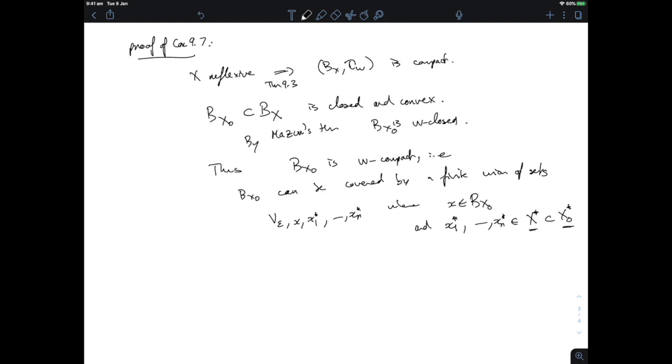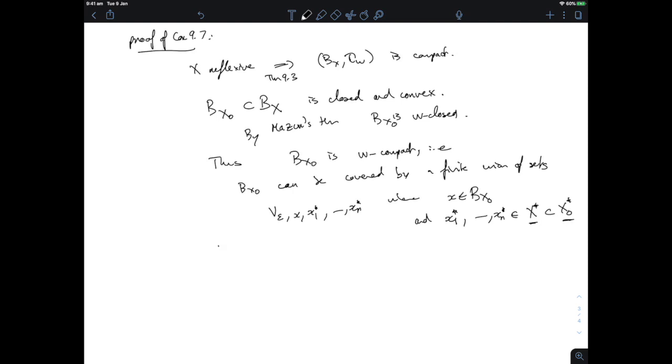So really, B of X naught can be covered by a finite union of neighborhoods in the weak topology of X naught. So this is really saying that B of X naught is weakly compact in the topology of the duality X naught, X naught star, rather than just the duality X, X star. Therefore, by the theorem, X naught is reflexive.